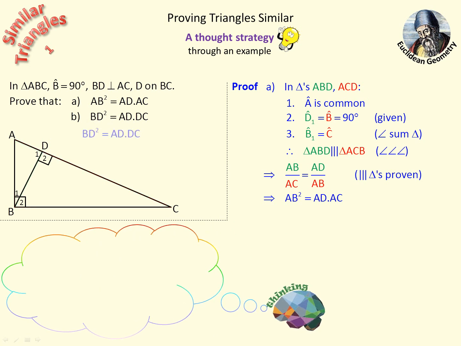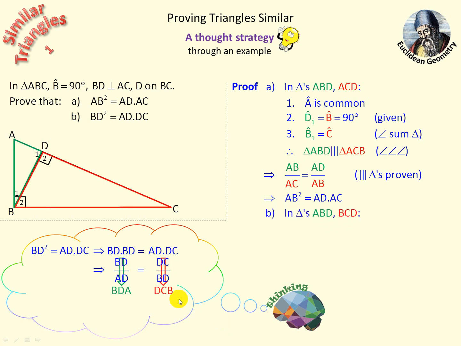Now, thought process for the second one, we're going to do the same thing. BD squared, BD times BD. I'm getting it right as fractions. Doesn't matter. I brought AD below, but you could have taken DC below instead. It really doesn't matter because you're going to do a vertical and a horizontal. Vertically, we get BDA and DCB, and they look quite feasible, the green and the red triangles. So therefore, 1, B1 equals C. Proven. There we are.